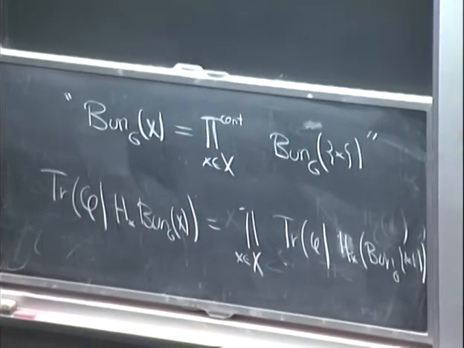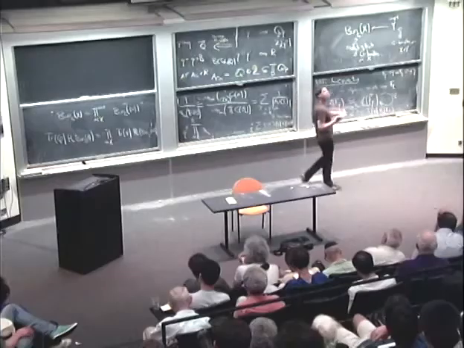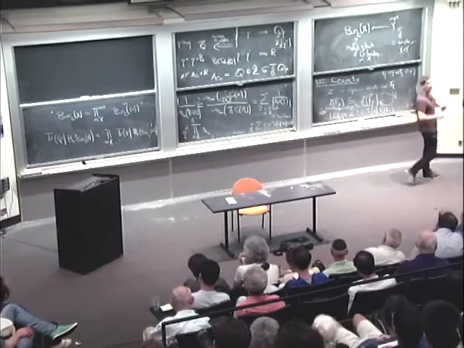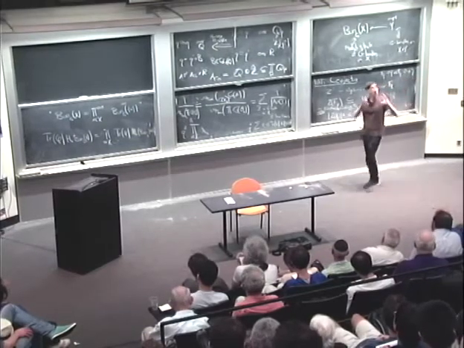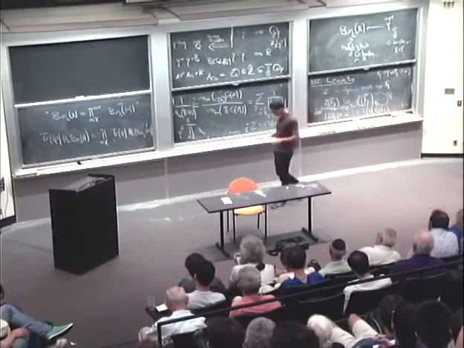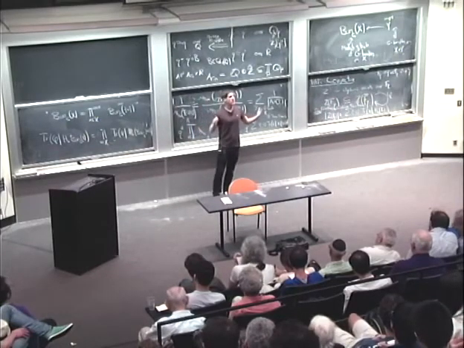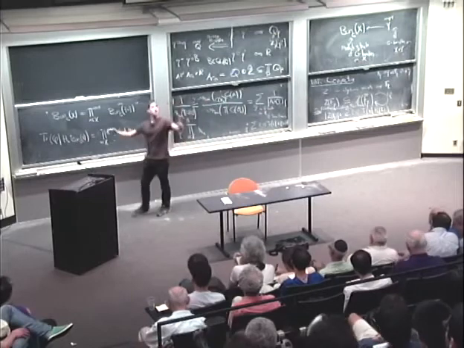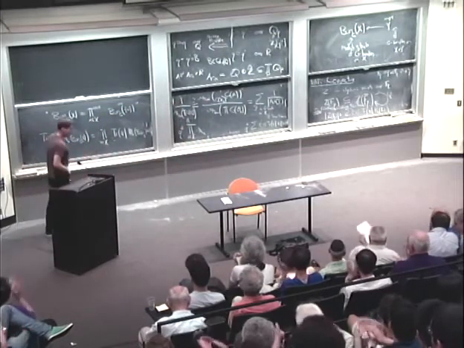So what you have to make sense of is what do you mean by an infinitary Kunneth formula? In what sense is it true that the homology of Bun G factors as some kind of infinite tensor product of local factors? So that's where Dennis comes in. Dennis will tell you about that in the next hour. I think I'm good.